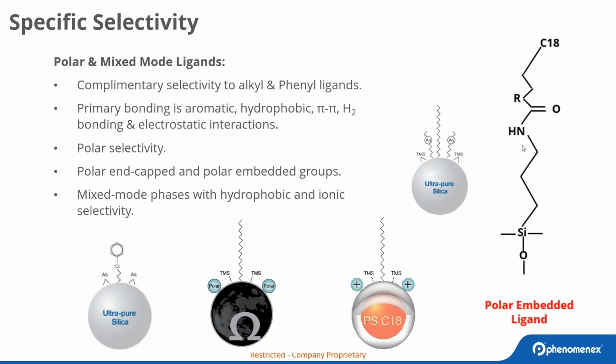However, these polar embedded phases can change the sequence from using just a C18 to then going to a polar embedded, right? It can change the selectivity, can change the sequence or retention order of the method that you're looking at.